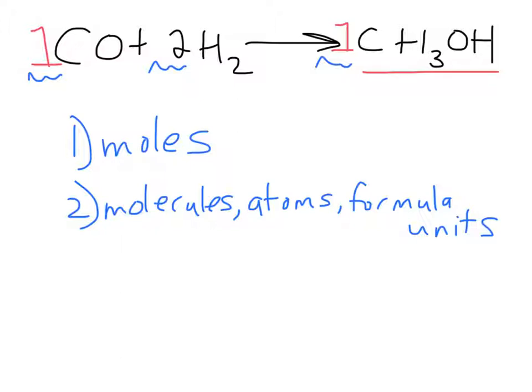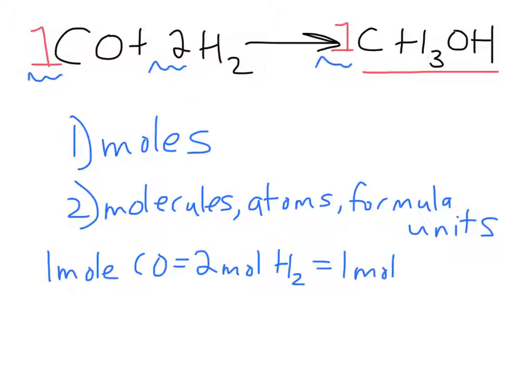The thing that you're always going to have to start with in all stoichiometry problems is a balanced equation. That's going to be absolutely critical, that not only is it balanced, but it's balanced correctly. The equivalent statement we can make from this chemical equation, kind of like we could with our non-chemistry example of the sandwiches, would be 1 mole of carbon monoxide is equal to 2 moles of hydrogen, which is equal to 1 mole of methanol.